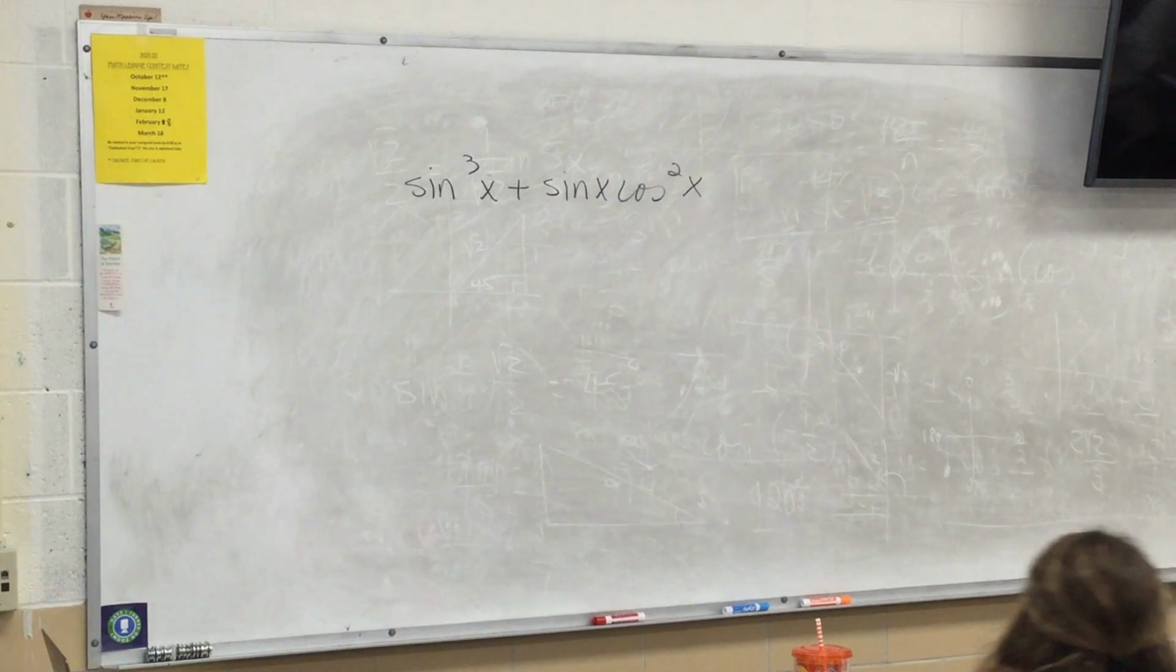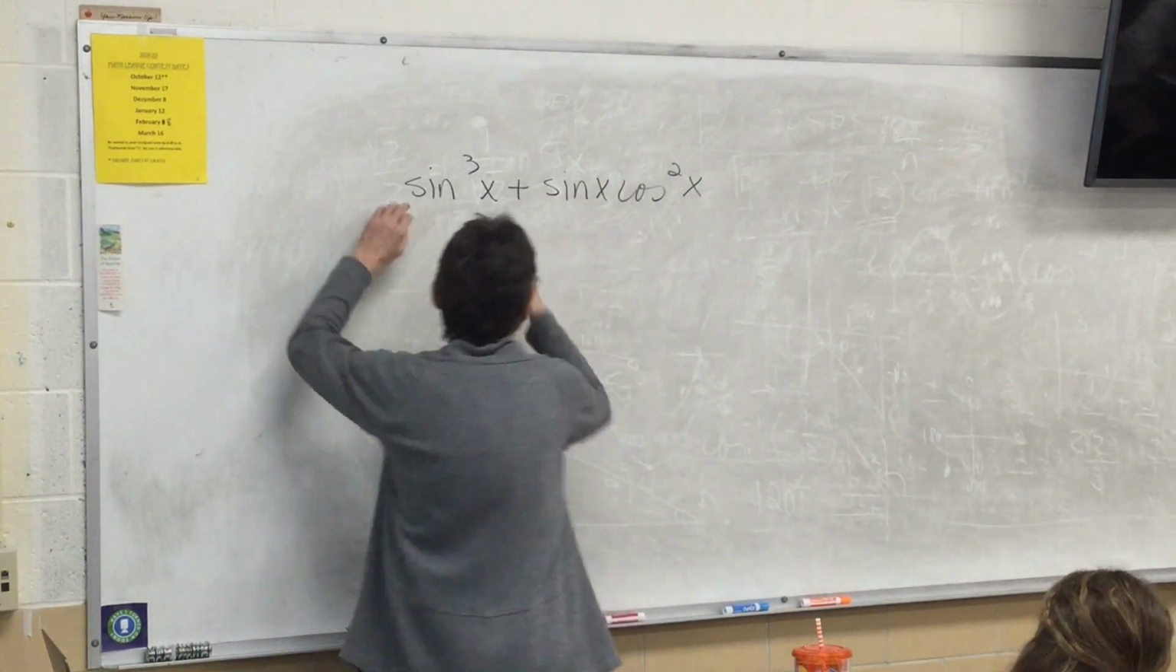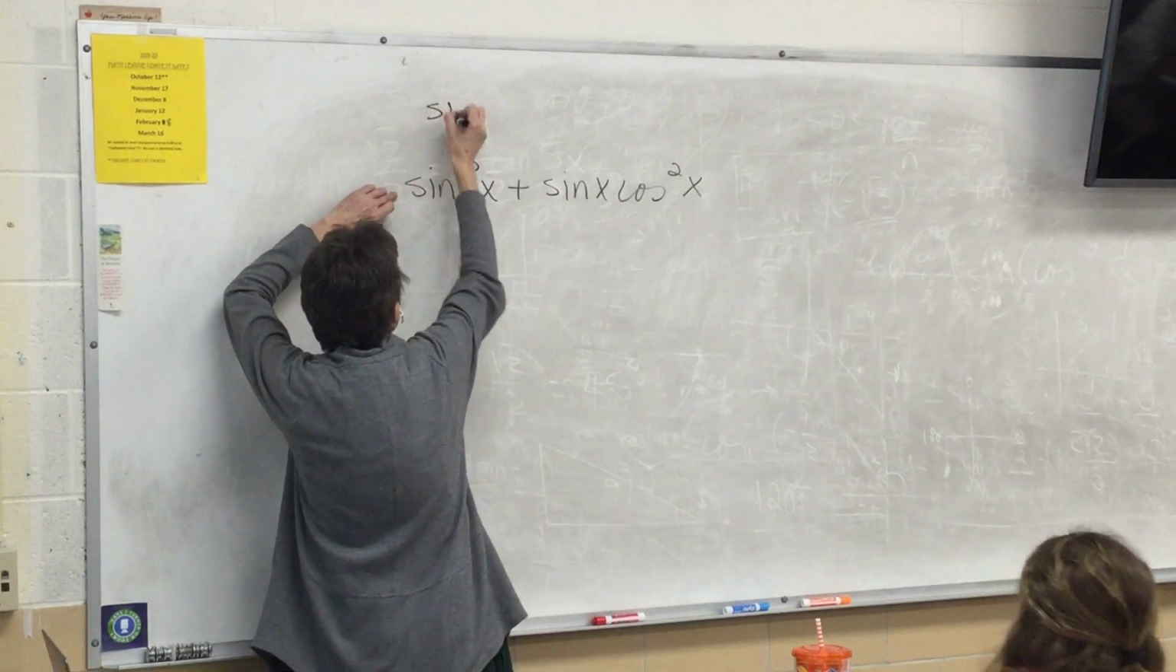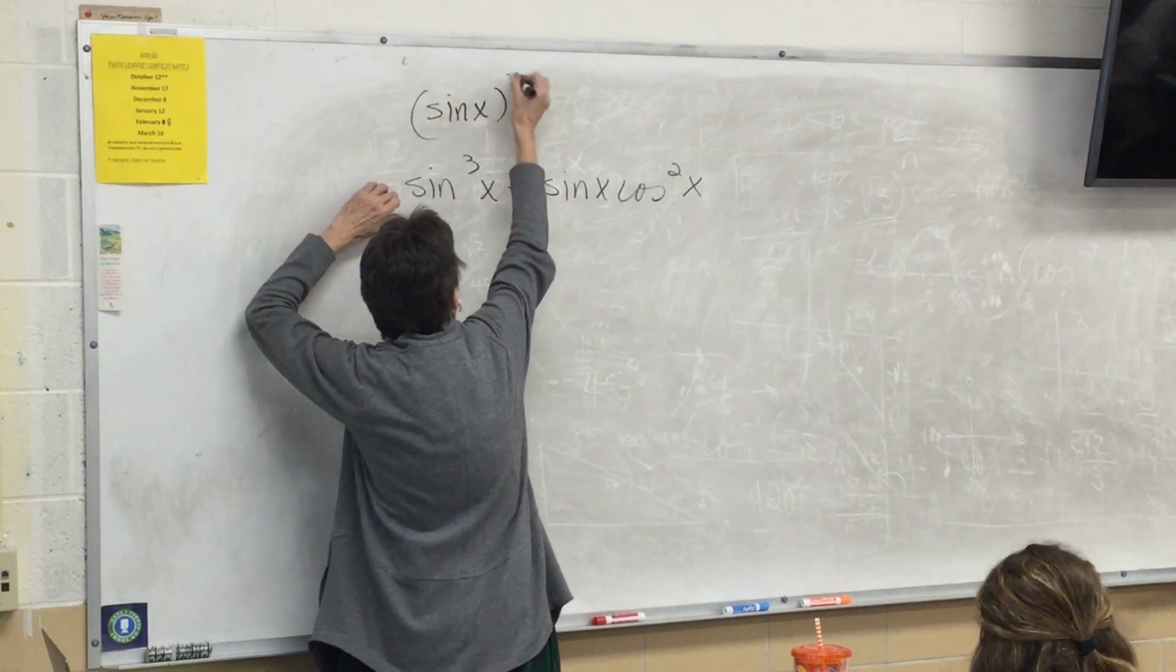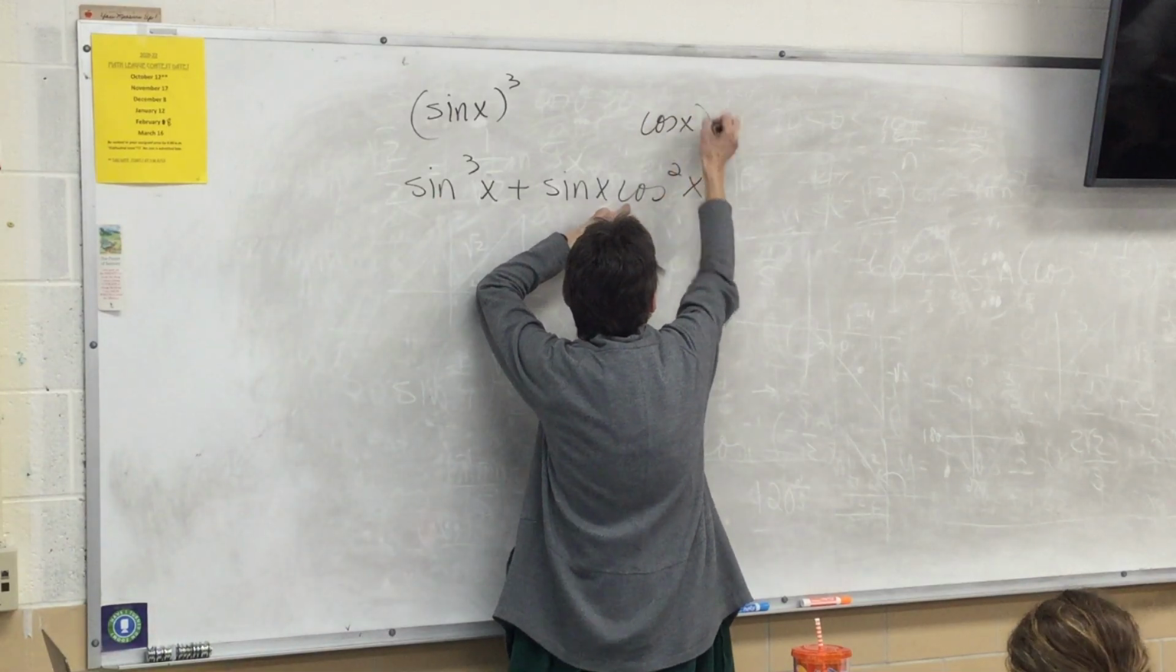I don't put the squared at the end. I put it on the function itself. So what this actually means is (sine x) cubed. And this means (cosine x) squared.